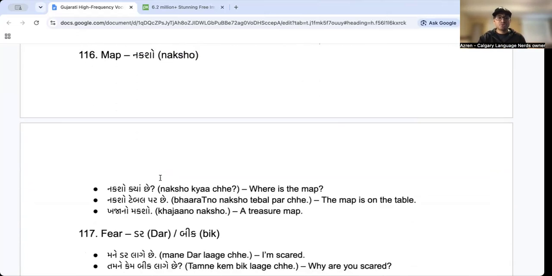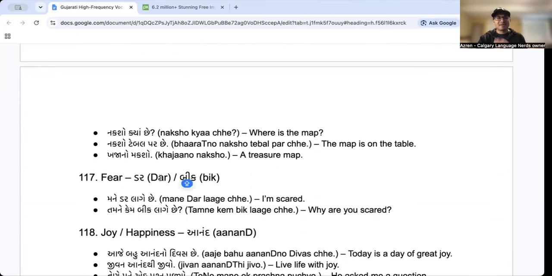A map is naksho. Naksho kya hai? Where's the map? Oh, there's a mistake here. There we go. Naksho table par hai, the map is on the table. Khajano naksho. Not really a sentence, just a thing. Khajano naksho means a treasure map.